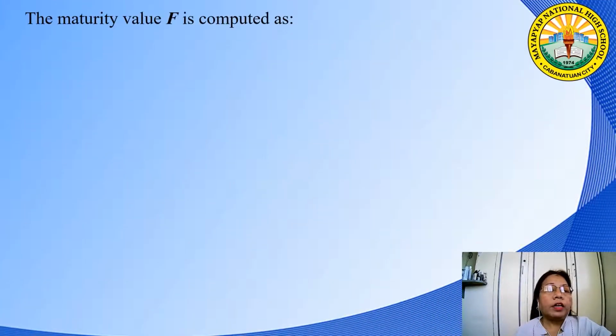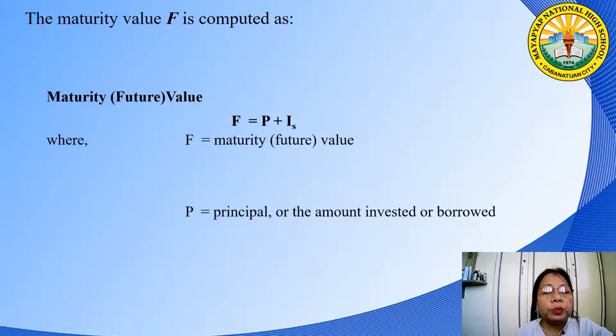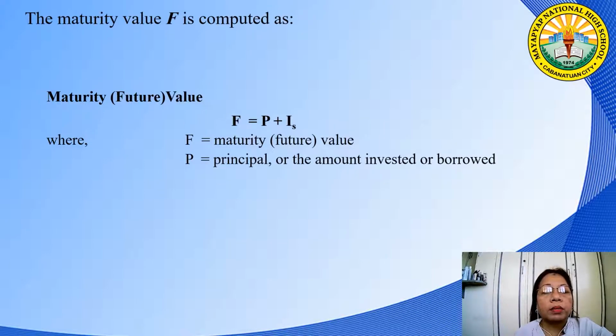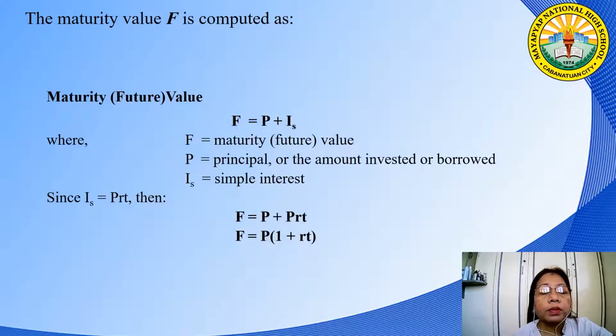The maturity value F is computed as F equals P plus I sub S, where F represents the maturity or the future value, P the principal or the amount invested or borrowed, I sub S is the simple interest, since I sub S is equal to the product of P, R, and T. Then F equals P plus PRT, or F equals P multiplied by quantity 1 plus RT. So you factor F equals P plus PRT.